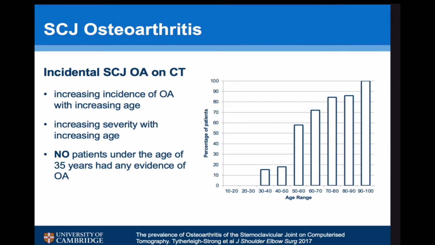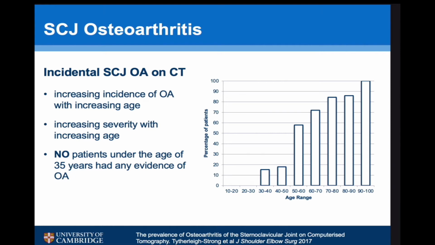As I mentioned in the introductory talk, SCJ osteoarthritis is in fact very common. Previously it wasn't really known about. We did a study in 2007 where we looked at CT scans, and we found there was an increasing incidence of OA with increasing age. By about the age of 50, over 60% of people have got SCJ osteoarthritis. However, interestingly, under the age of 35, we found no patients had osteoarthritis. So it is present from about 35 onwards.